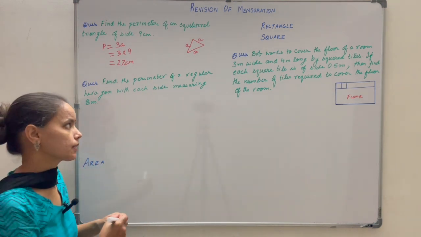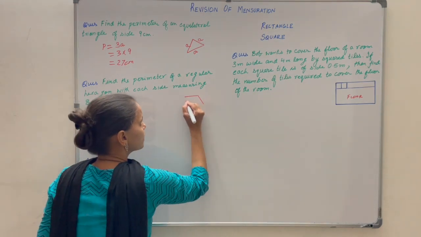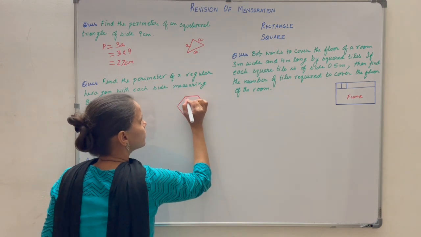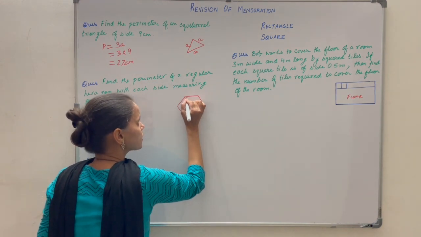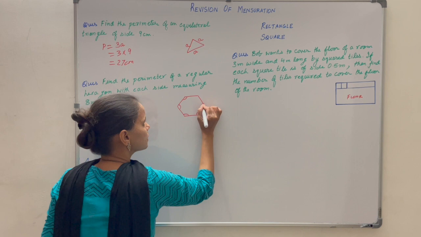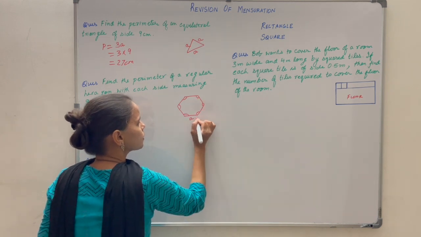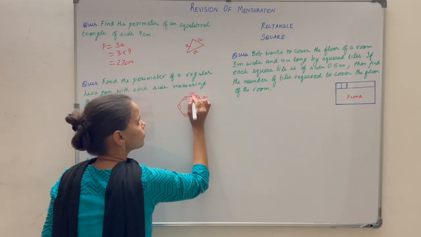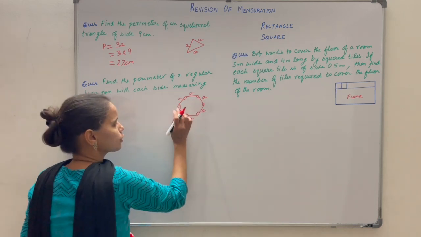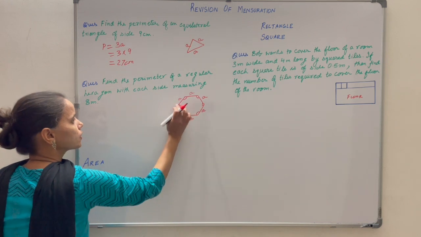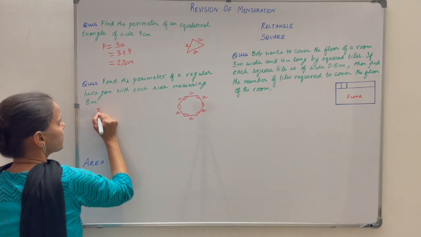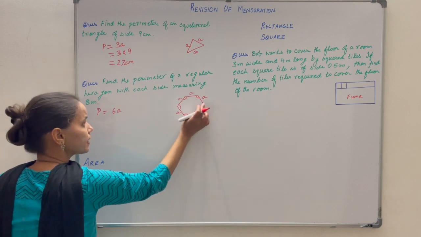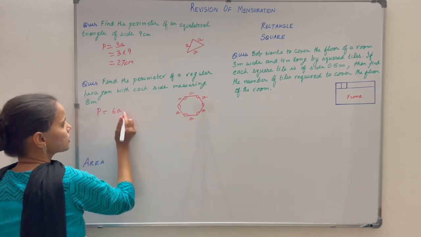So what is a regular hexagon? A regular hexagon has all the 6 sides equal and all the angles equal. All the 6 angles here, they are equal. So if the length of one side of a regular hexagon is A, that means the length of all sides here is A. So the perimeter is, you have to go on the boundary once. So perimeter here is 6 times A because you are adding A 6 times. So it is 6 times A.